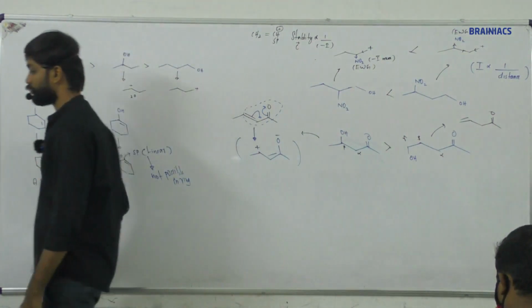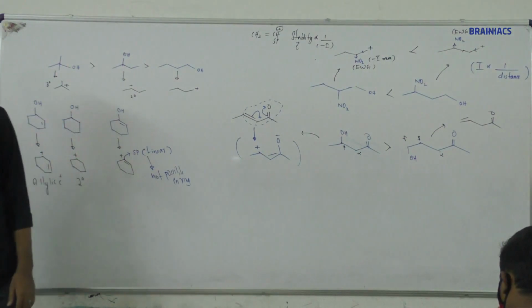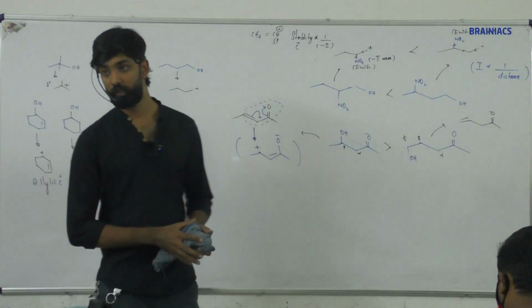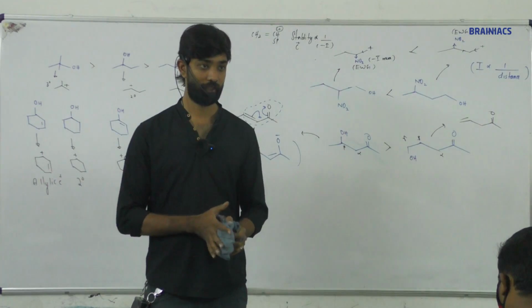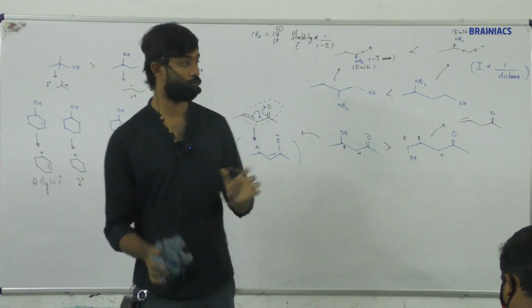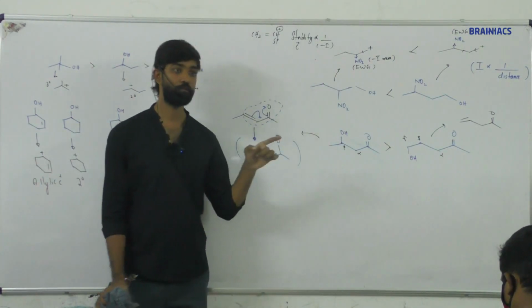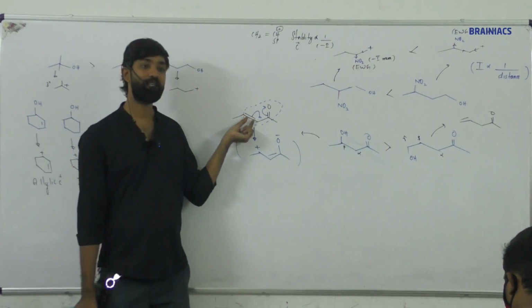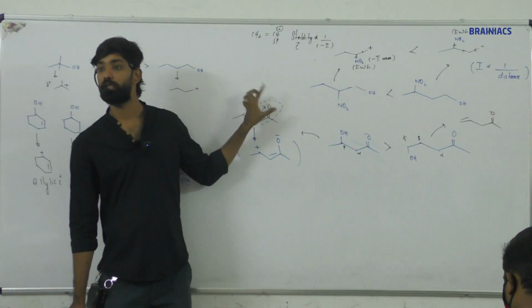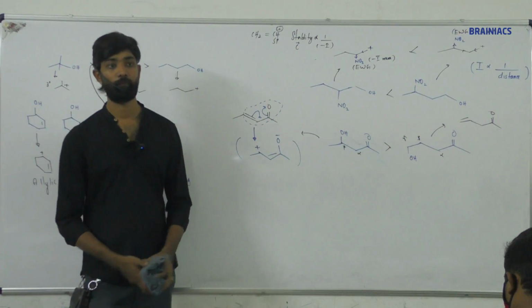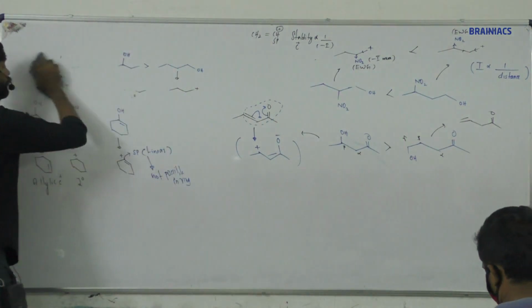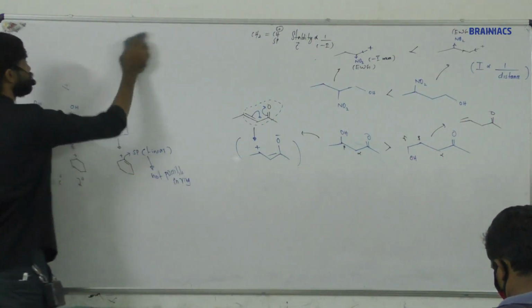Beta hydroxy ketones have a ready tendency to dehydrate compared to the other hydroxy ketones, because the dehydration of beta hydroxy ketone leads to the formation of a conjugated CC double bond with the keto group. Okay, so enough. That's all about dehydration.